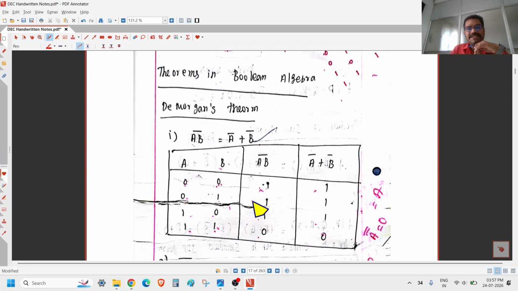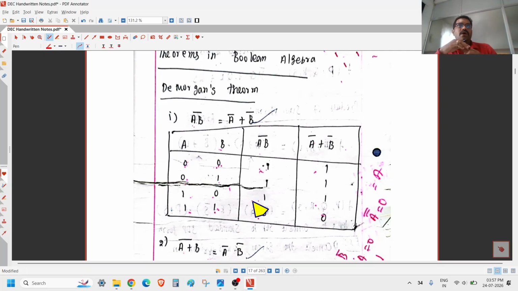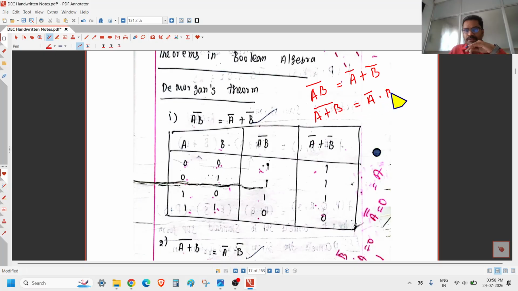Next we are going to discuss the theorems in Boolean algebra. Majorly there are two important theorems: De Morgan's theorem and the principle of duality theorem. In De Morgan's theorem there are two statements, and it is very easy. a into b the whole bar is equal to a bar plus b bar. This is the first De Morgan theorem. And the second De Morgan theorem is a plus b the whole bar is equal to a bar into b bar.